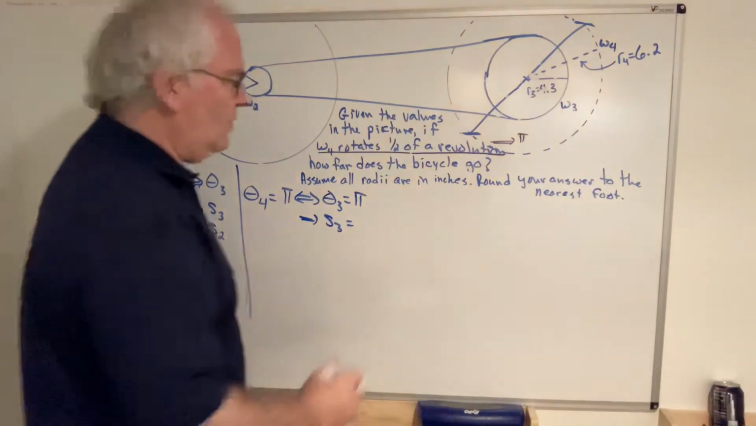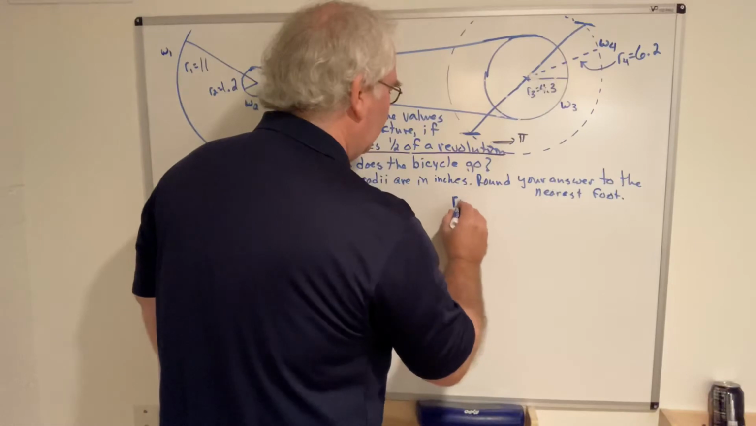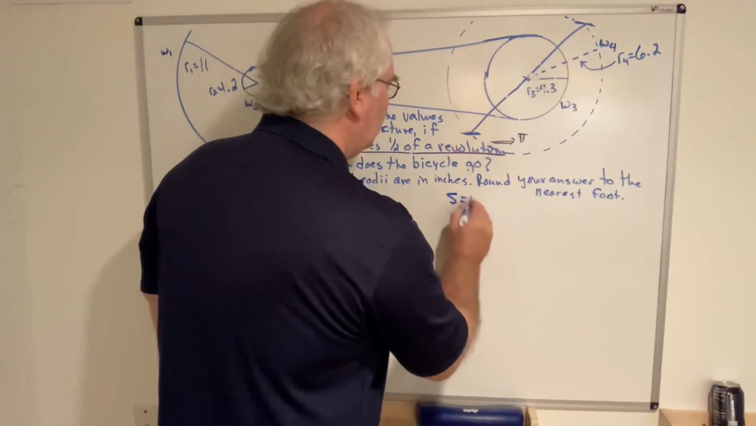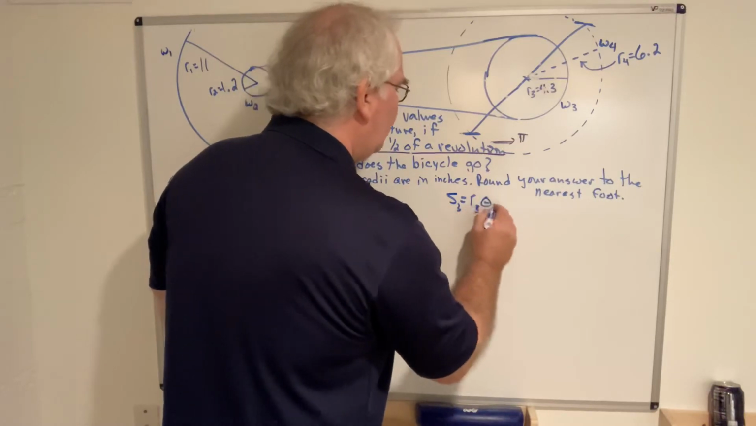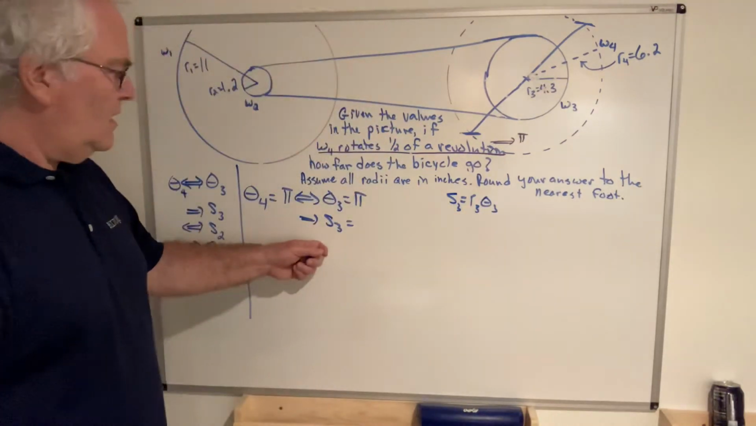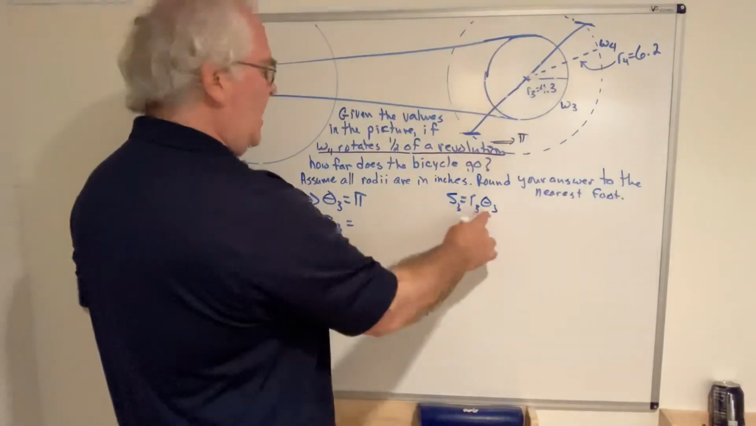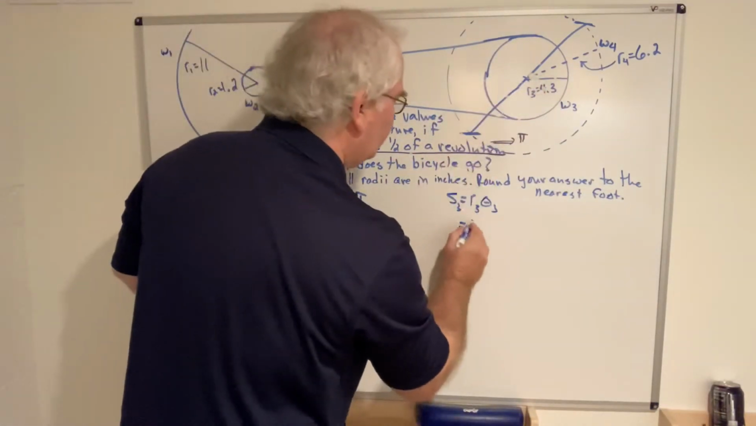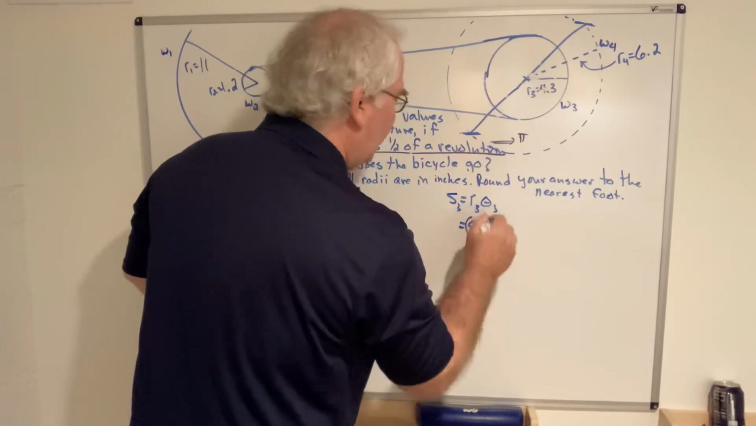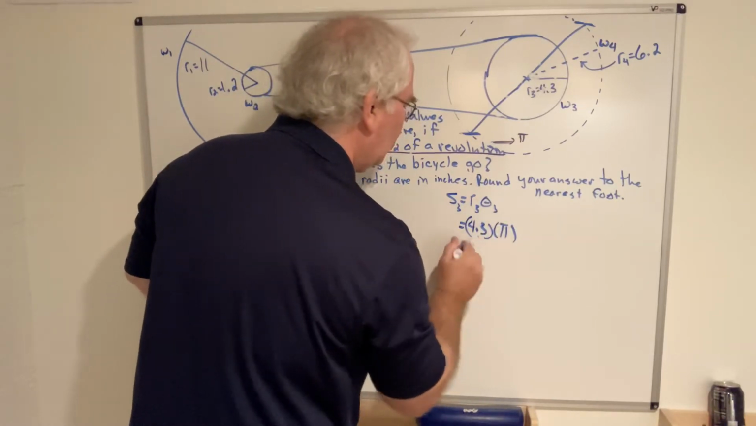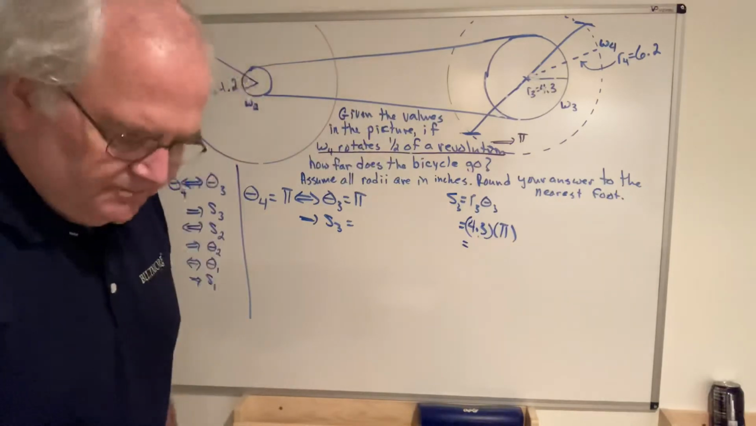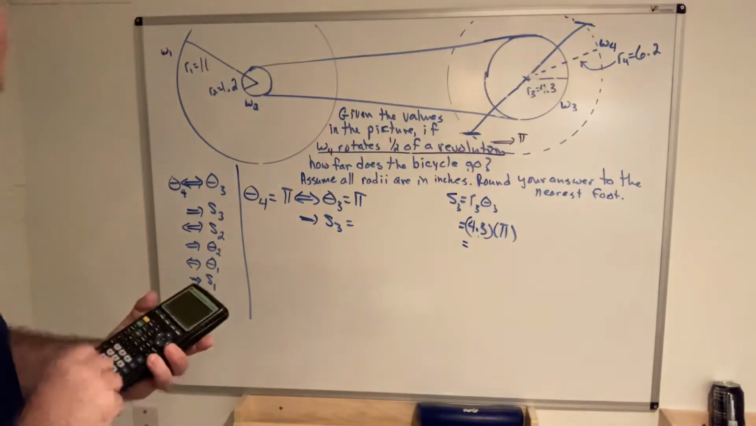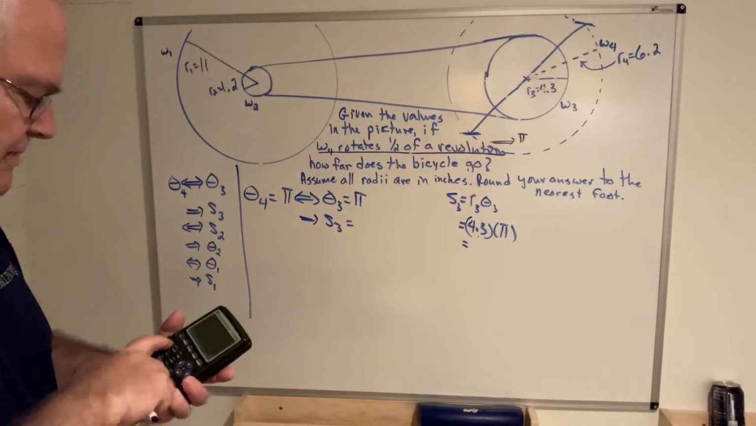So how do we do that? Well, we know S3 is equal to R3 theta 3. And so R3 is known, where's R3? R3 is known to be 4.3. Theta 3 is pi. And let's go to the machine. All right. I have 4.3 times my exact value.